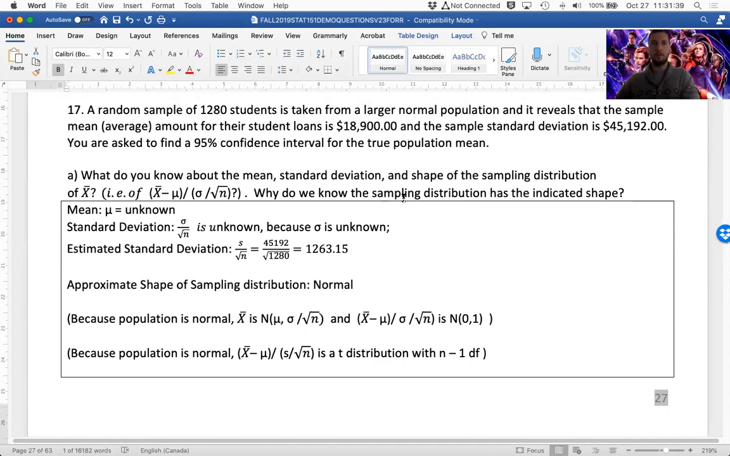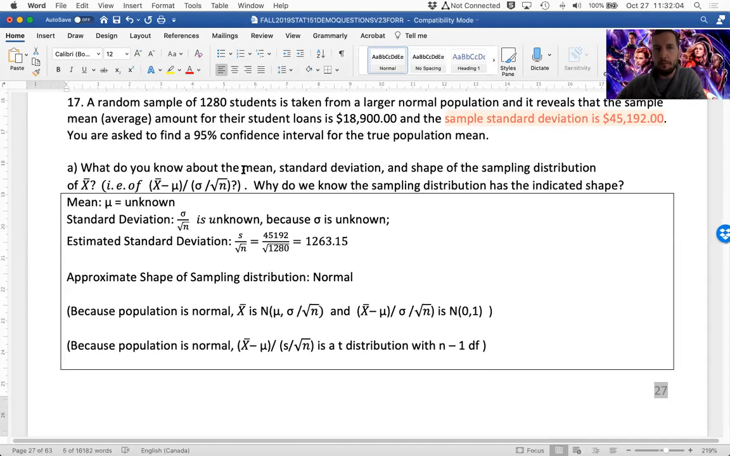Okay, question 17 is the same as question 16, except that you will notice we now have the sample standard deviation rather than the population standard deviation. So we do not have sigma. So in this case, we're going to be using a confidence interval based off the t value.